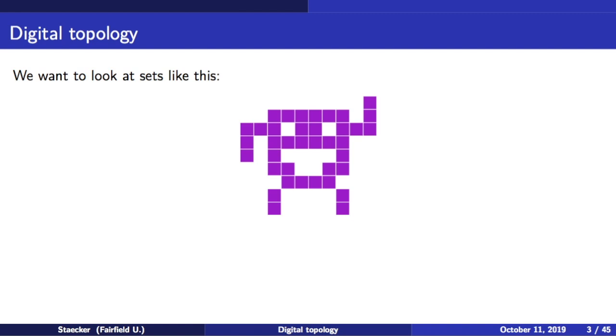What we want to talk about in digital topology is a set like this. This is a digital picture that I made a few years ago as just a sort of happy little guy. And we would like to consider shapes like this. Consider this as a finite set of pixels. Each little square is a pixel, and there are finitely many. And we consider this as a subset of Z2 because they sit on integer coordinates in the plane.